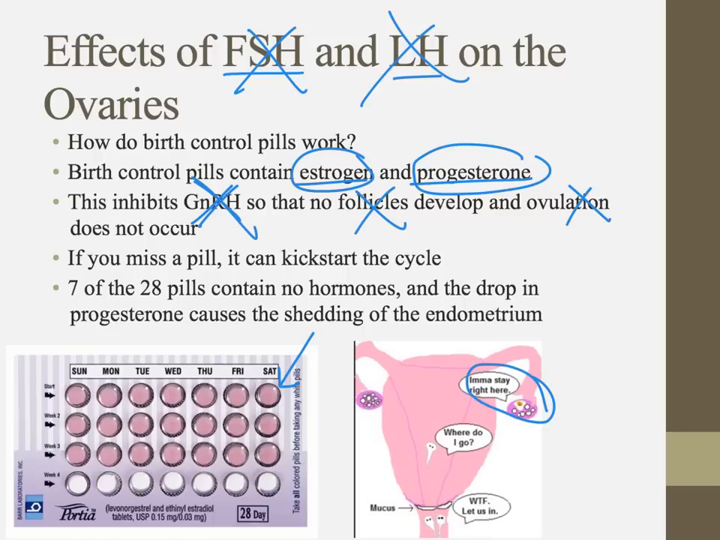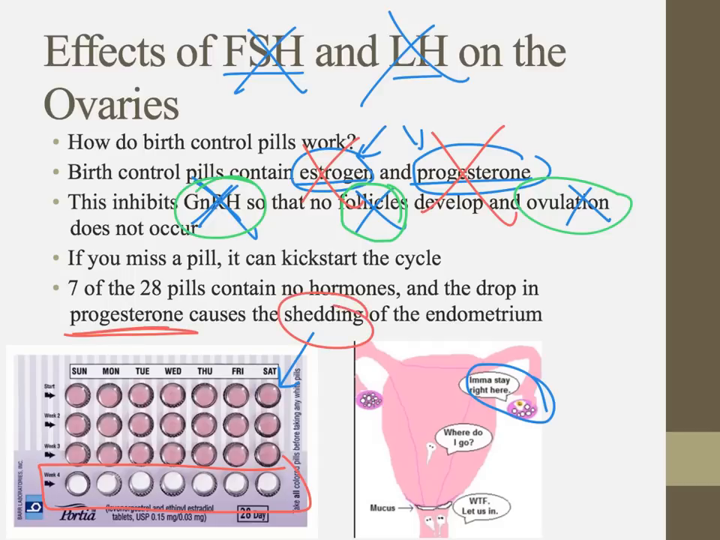If you miss a pill, your body can sense that you don't have these anymore, and it will all of a sudden start to produce GnRH, which will trigger LH and FSH, which will trigger follicle development and ovulation. So you have to make sure you take those on time. Now, 7 of the 28 pills contain a whole lot of nothing. This means I don't have estrogen and progesterone anymore, and when those levels drop, that causes the shedding of the endometrium, and this is the week where you have your period.